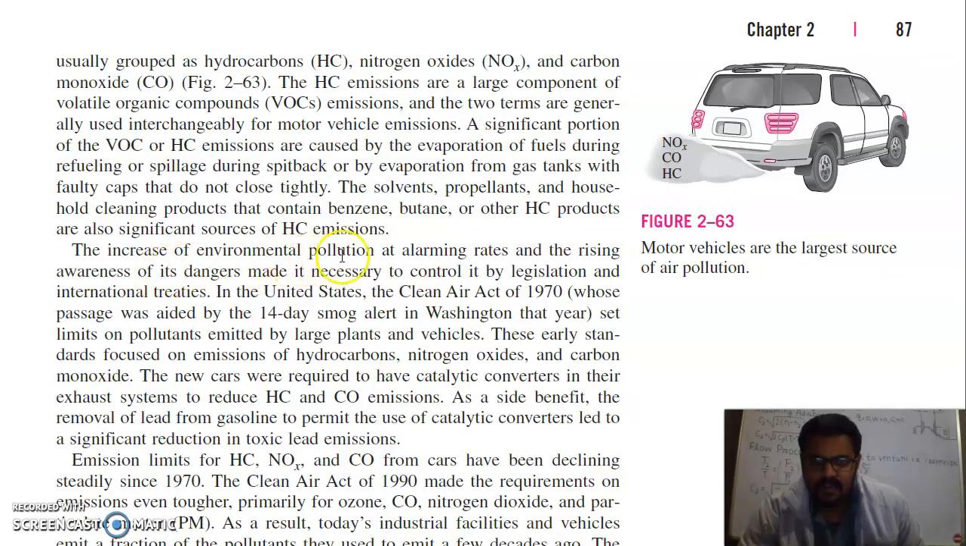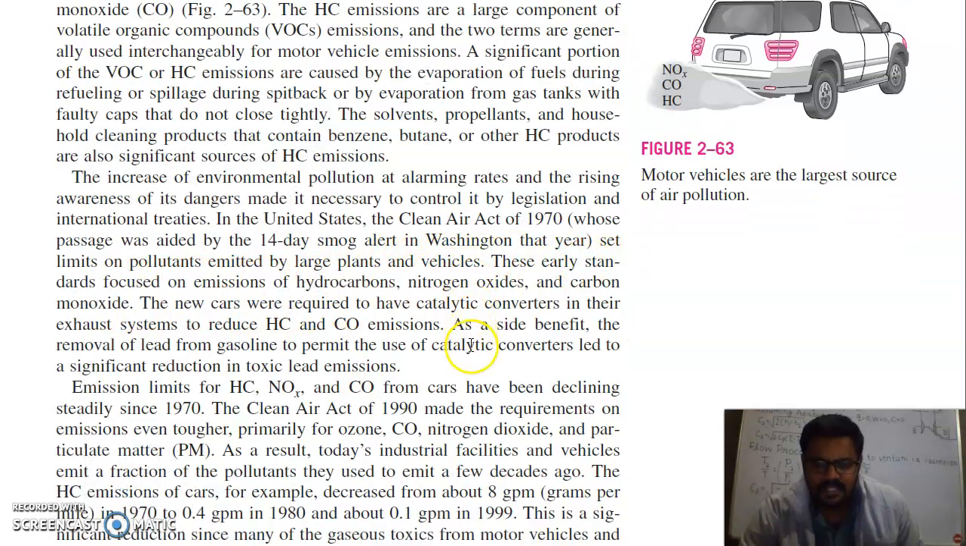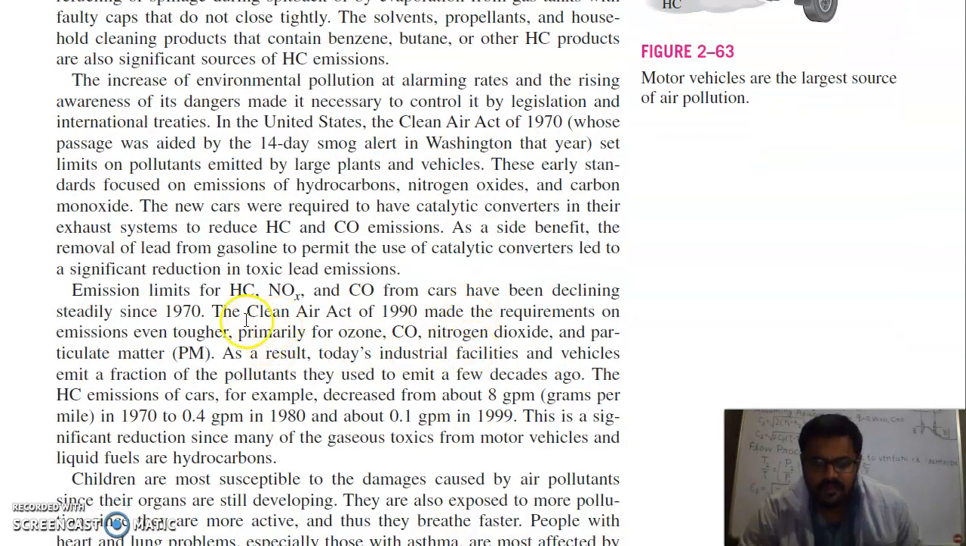The increase of environmental pollution at alarming rates and the rising awareness of its dangers made it a necessity to control it by legislation and international treaties. In the United States, the Clean Air Act of 1970, prompted by a 14-day smog alert in Washington, set limits on pollutants emitted by large plants and vehicles. So you can see there is a limit on these pollutants.